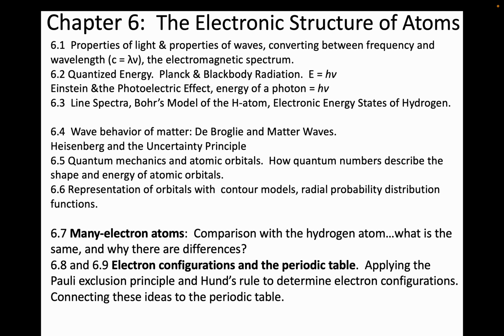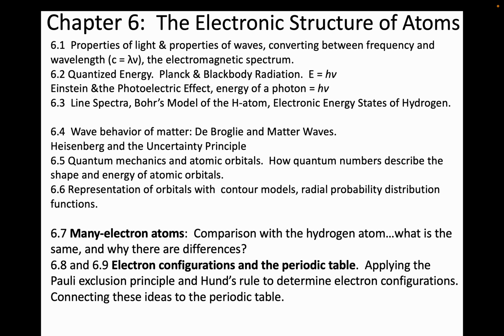Today's class, we're going to be looking at the ideas at the end of Chapter 6. Chapter 6 is all about the electronic structure of atoms, thinking about where electrons can be found and their energy. At the start of the chapter, we explored some properties of light, considered quantized energy, and an initial model of the hydrogen atom proposed by Bohr. We moved to the more modern description, Schrodinger's model, when we looked at quantum mechanics.